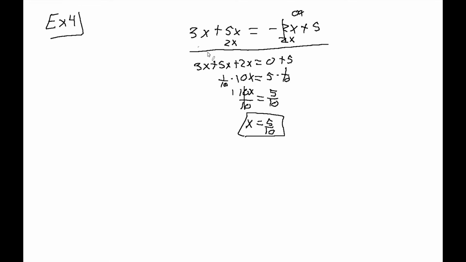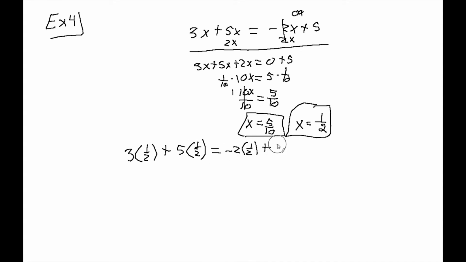But don't forget to do a reduction. A reduction of this is a simple 1/2, because if we split this fraction, we can get 1/2 out of it. So let's plug 1/2 into the equation. So 3 times 1/2 plus 5 times 1/2 equals negative 2 times 1/2 plus 5. Don't forget to use PEMDAS. Let's rewrite the 3 and 1/2.